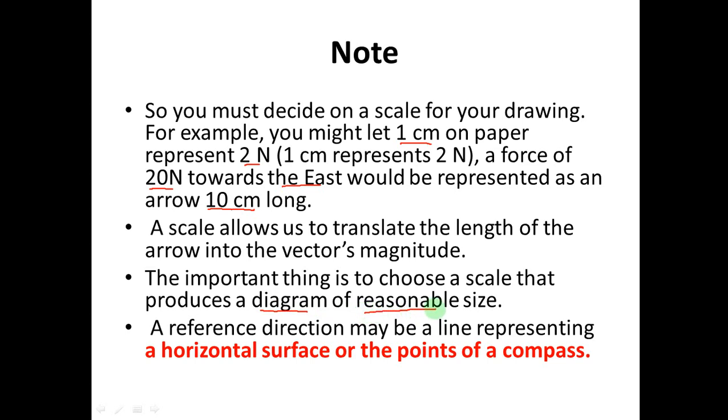The other point that you must consider when you represent a vector geometrically is the reference direction. This reference direction may be a line that represents the horizontal surface, or it may be the points of the compass, when you say north direction, south direction, east or west. You can consider the horizontal surface as a reference direction when representing a vector geometrically.